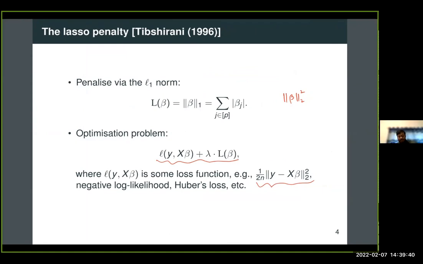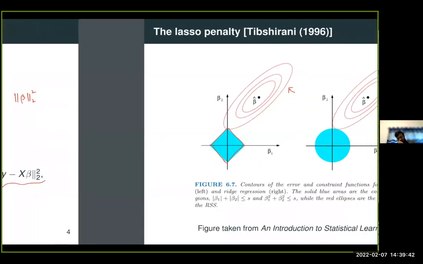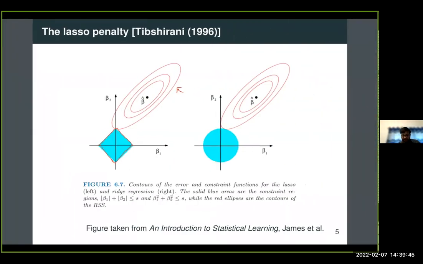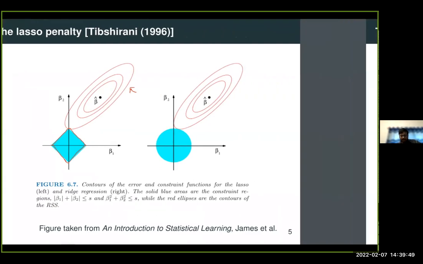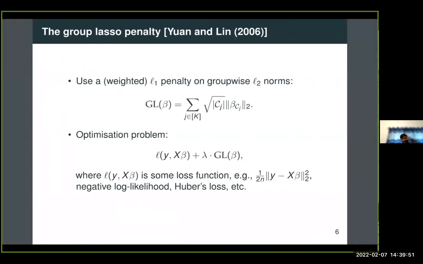A way of circumventing this difficulty with lasso is that you take the following. You take an L1 penalty of the group-wise L2 norms. It's very similar. Instead of the L1 norm, I'm looking at the L2 norm of each group and then adding them up with a suitable weight. So this is called the group lasso penalty.